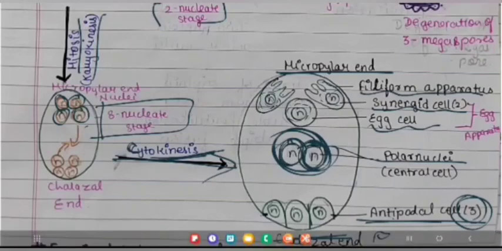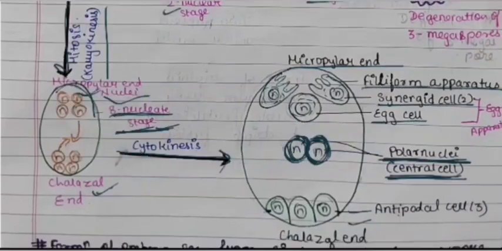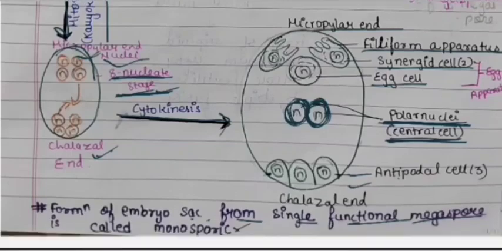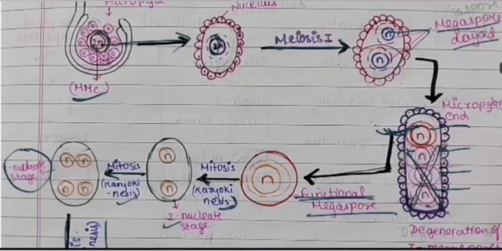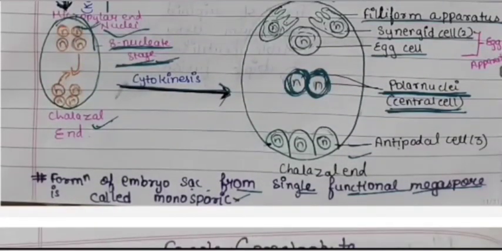Three cells at the chalazal end and three cells at the micropylar end, and one cell with two nuclei is formed at the center. So this stage is known as the 7-celled and 8-nucleate stage. Now, formation of the embryo sac from a single functional megaspore is known as monosporic. As we have seen above, the other three megaspores degenerate, and only one is the functional megaspore. So such development of the embryo sac is known as monosporic development.